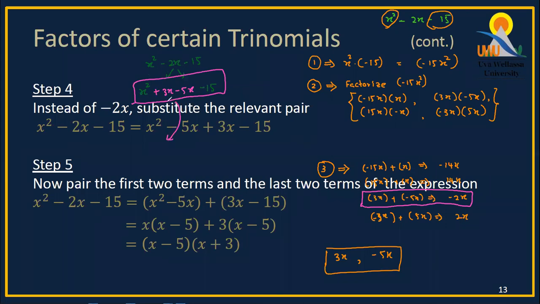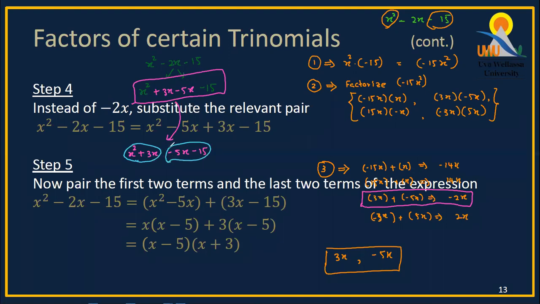Now you can identify the factors. First, you need to identify the factors for the first two terms. It is x squared plus 3x. Then the next set of terms are minus 5x minus 15. So this is the first set of values you have, and this is the second set of values you have.